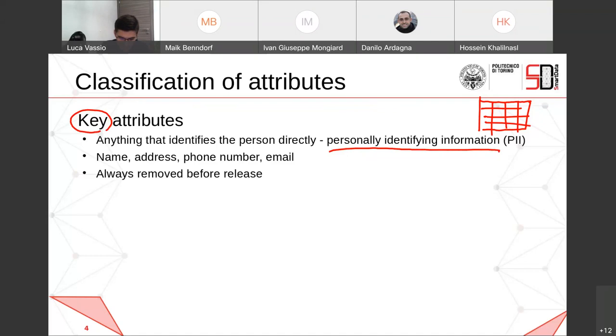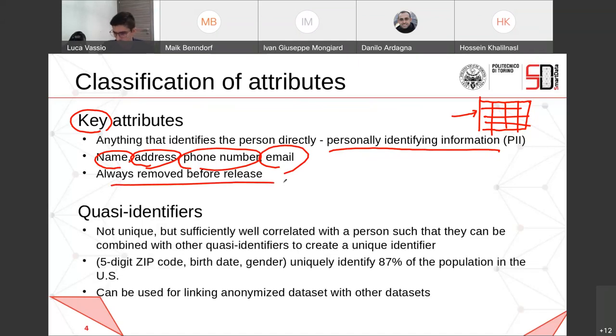Think about name. With name, I mean name plus surname. Think about the address. Think about the phone number or the email. If you have these, basically, you know who this row belongs to. And so these, by default, if you want to release some statistics, some data set, you have to remove them, of course. Then there are the quasi-identifier attributes.